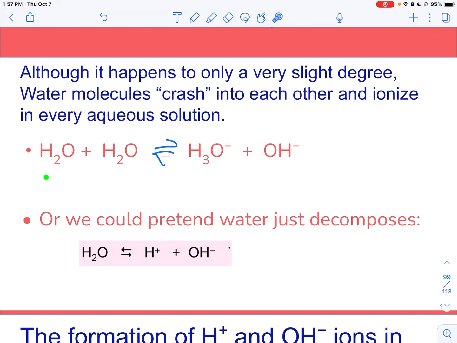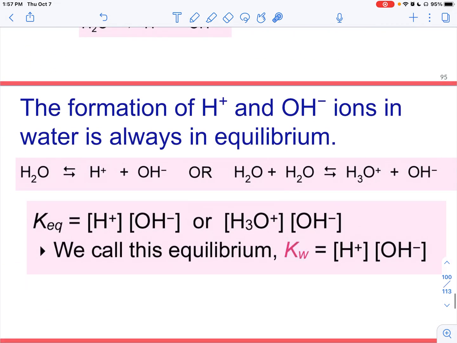So you can write it this way, with your two H2Os that collide, or you can just write it this way and pretend that water decomposes: H2O at equilibrium with H plus and OH minus, okay? But it does happen. When that happens, it's in equilibrium, so it doesn't matter which way you write it, you're going to have an equilibrium arrow, okay?